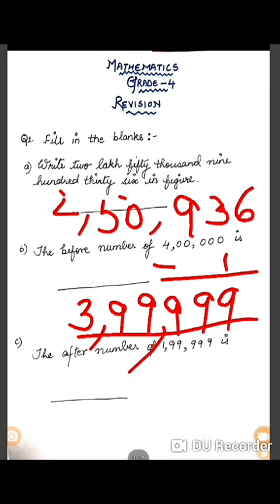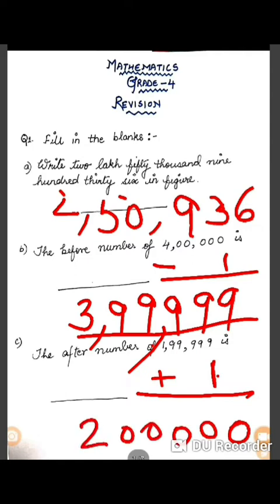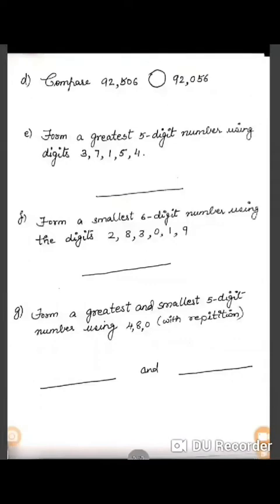The next question says that we need to find out the after number of 1,99,999. Children, to find out the after number of any given number, we are going to add 1, right? So, this becomes 2 lakh. So, just 2 lakh is my after number of 1,99,999.